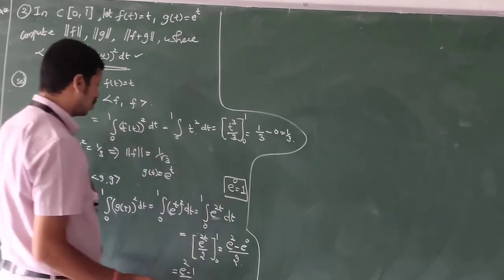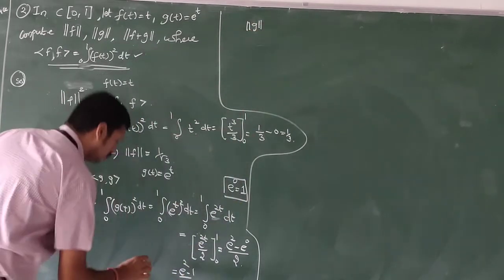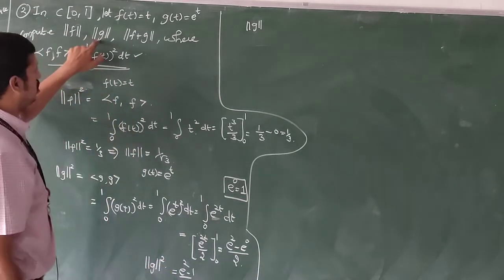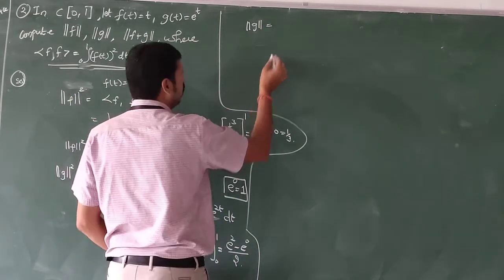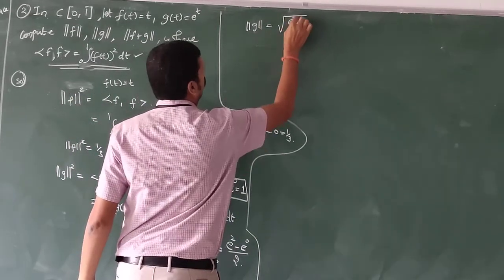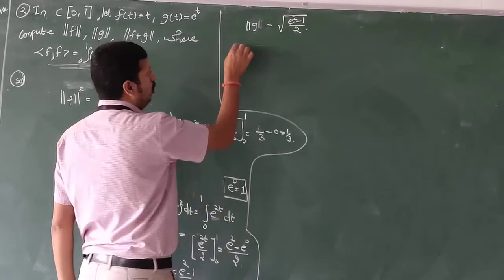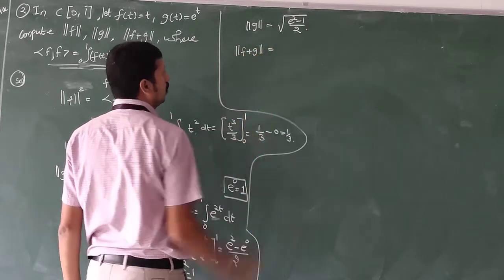Okay. So that is the norm g square value, right, norm g square. So they ask us to find norm g only. So if it is norm g, that means you have to take the root for this one, root of e power 2 minus 1 by 2. Okay. Next one, norm f plus g, right.